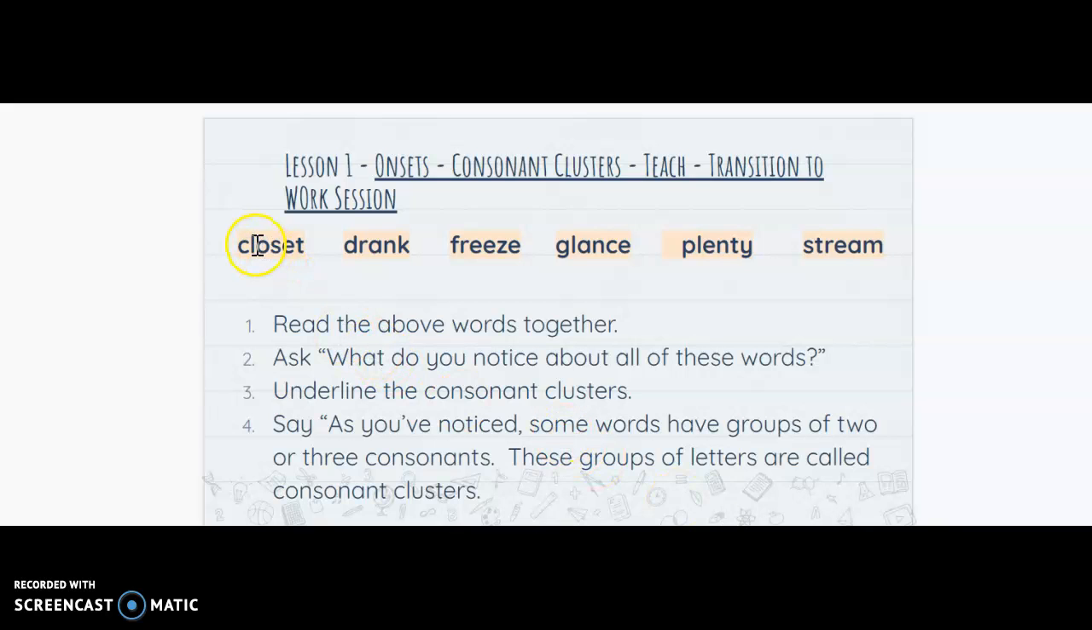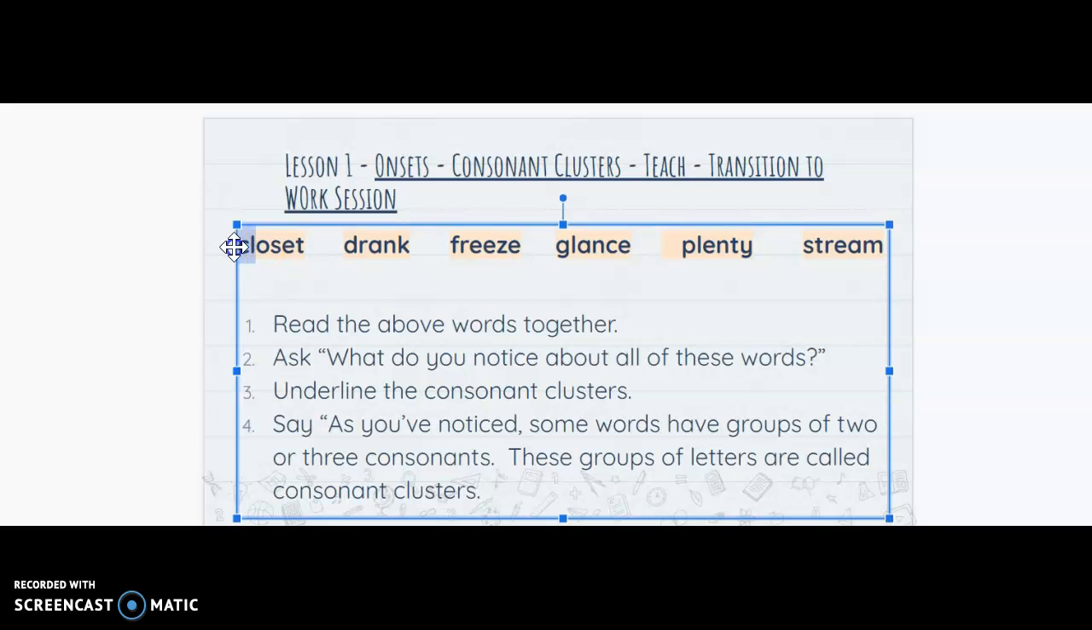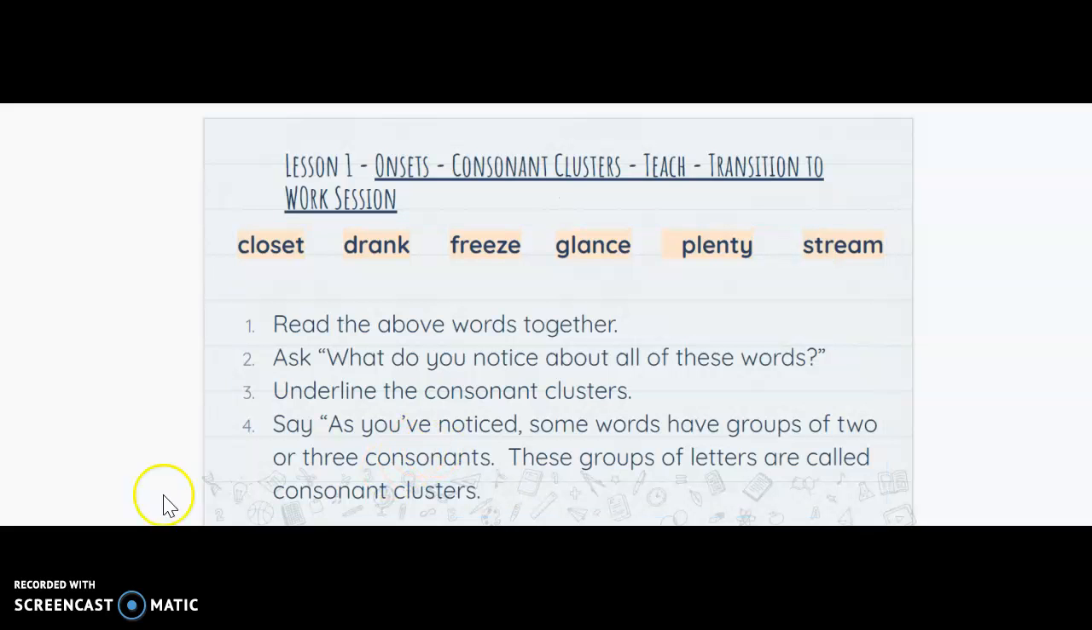Yes, you notice that they all had consonant clusters at the beginning. CL for closet, DR for drink, FR for freeze, GL for glance, PL for plenty, STR for stream. These are called consonant clusters, and they're called onsets because they're at the beginning of the word.